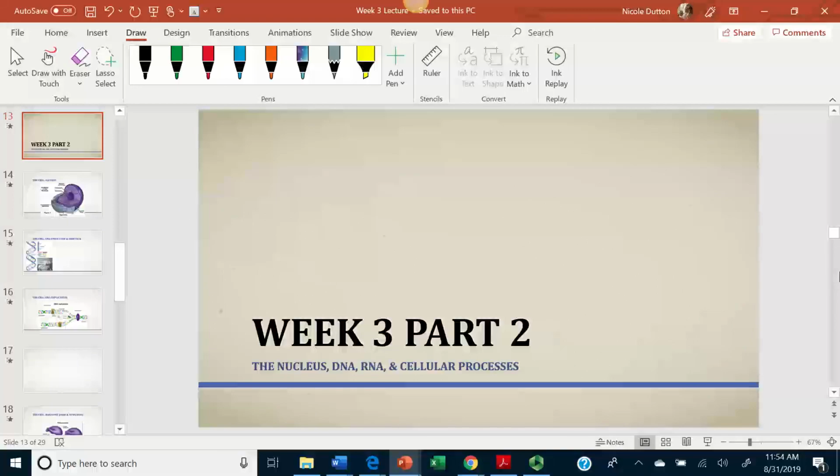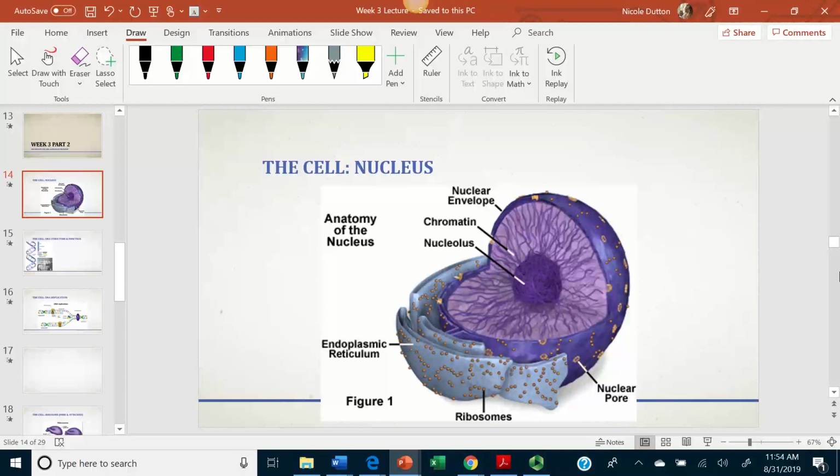Alright, so this next section is going to focus on the nucleus, DNA, RNA, and some of the cellular processes that we're going to talk about in this class. So we just went through some of the major organelles and talked about their function in the cell. So we'll move on to the nucleus. The nucleus stores DNA.